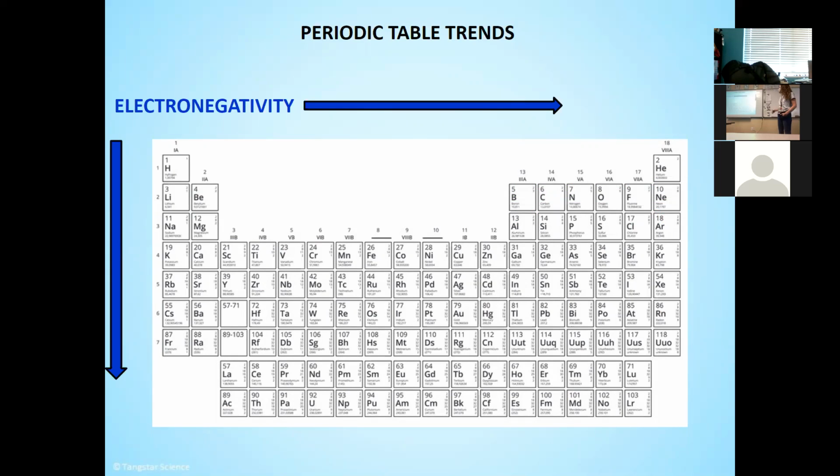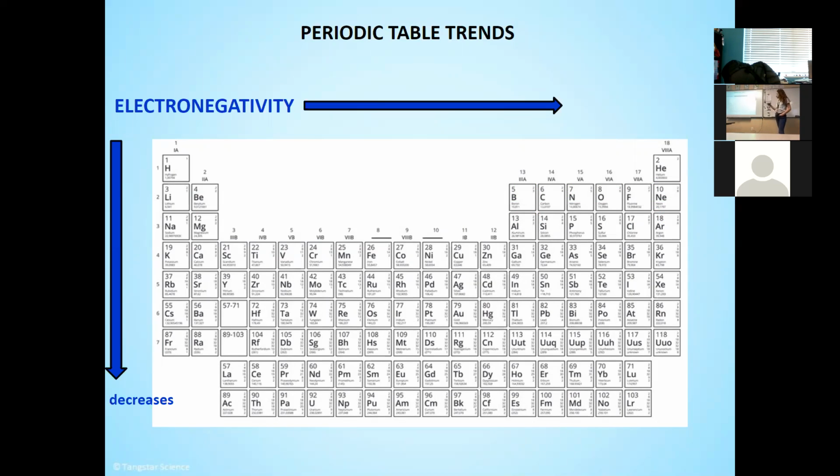Electronegativity: how desperately an atom wants electrons. As we go right on the periodic table, do you think electronegativity goes up or down? Down? It's how bad they want an electron. Now, we're ignoring the noble gases, so we're talking about everybody but the noble gases. Noble gases don't want an electron.